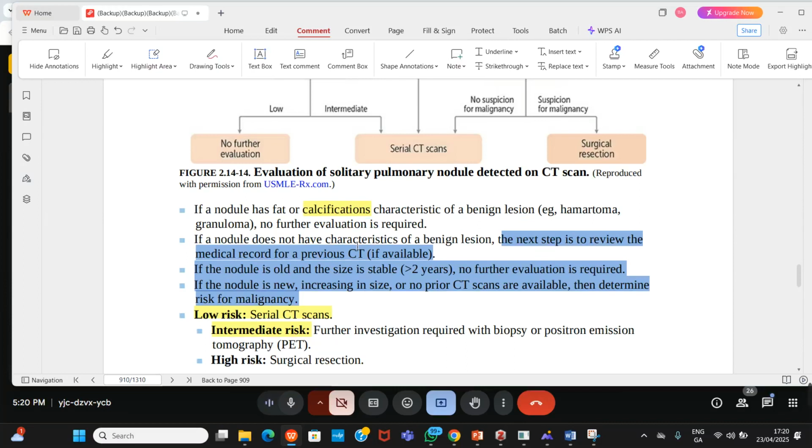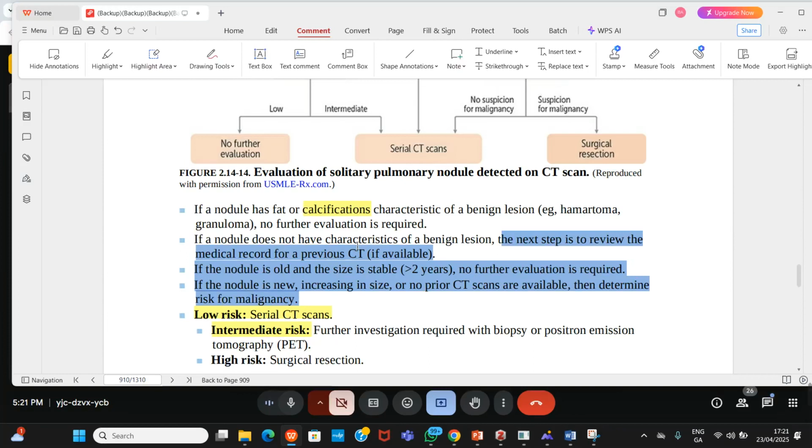So sometimes it could be a benign lesion. And what are we going to see? It's going to have popcorn calcification, fats. Popcorn calcifications are multiple punctate calcifications within a nodule. So it could be a hamartoma, and they can also have fat deposits. All those things are features of benign lesions, probably a granuloma or hamartoma. So you don't need to do any further evaluation once you are seeing features of benign lesions.